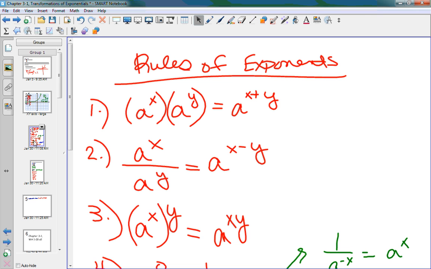A to the x times a to the y means I have exactly the same base, so I can add my exponents to give me x plus y. Is that really dumb?